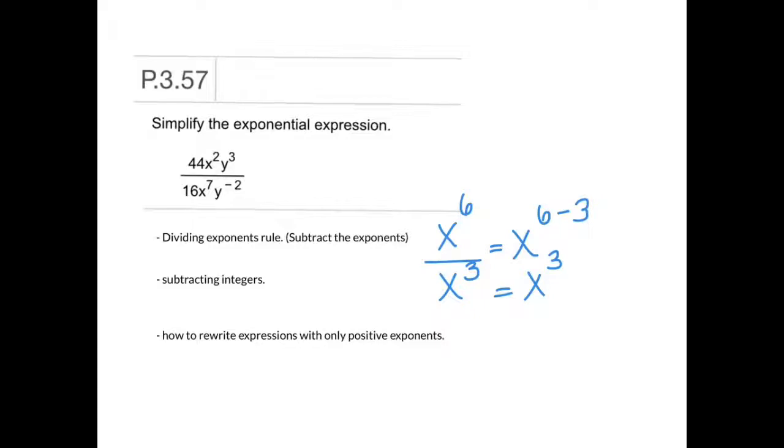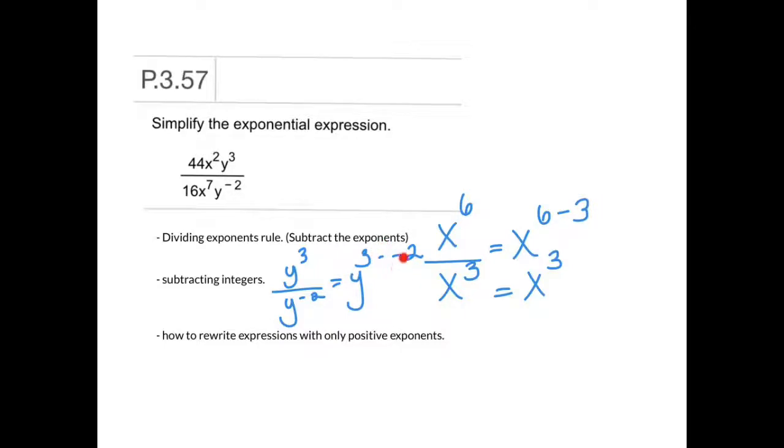So for this example, I'm going to use part of the question above. I'm going to say y to the power of 3 divided by y to the power of negative 2. Using the exponent rules, this is going to be equal to y, 3 subtract negative 2. So you can see that I am subtracting a negative integer. So it's 3 subtract negative 2.